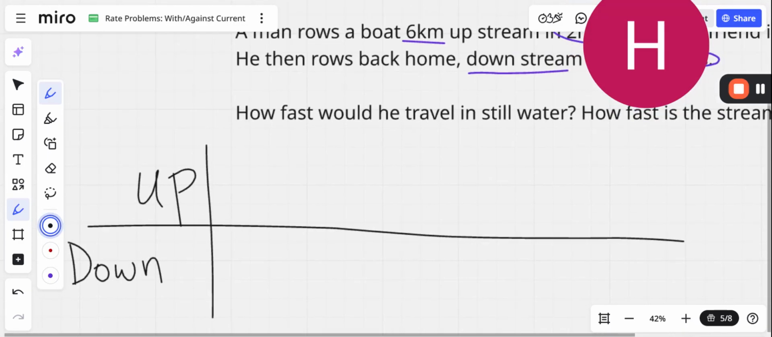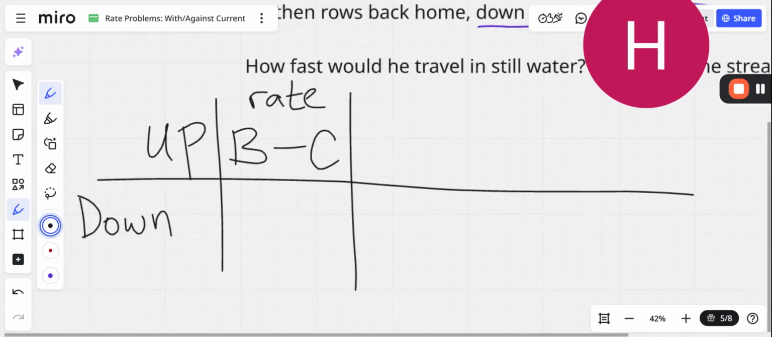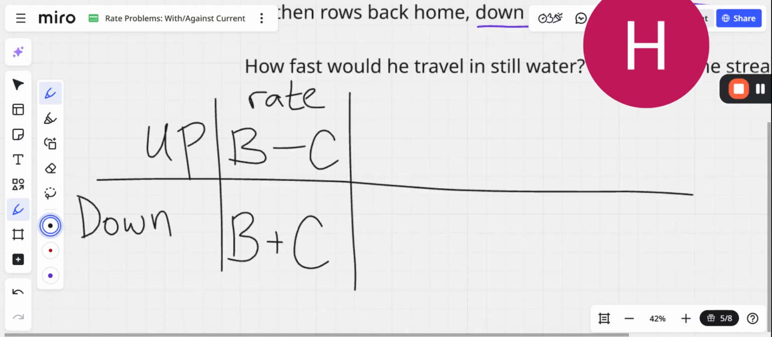So what we want to make clear is, how fast is this person going? Well, we'll just call it B for boat. That's how fast he's going, but we need to subtract the current. So if he's going 4 miles per hour or whatever, but the current is pushing back 2 miles per hour, we would have to subtract those. Or 4 miles per hour and pushing back 1 mile per hour, we would have to subtract those. On the other hand, when he's going downstream, we're going to take the speed of his boat and we're going to add the speed of the current. It's going to help him out.